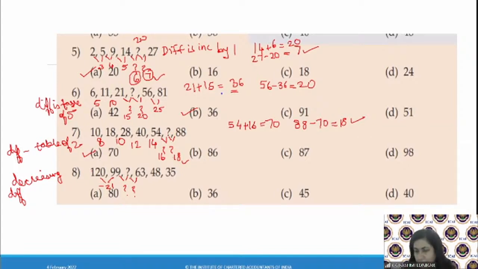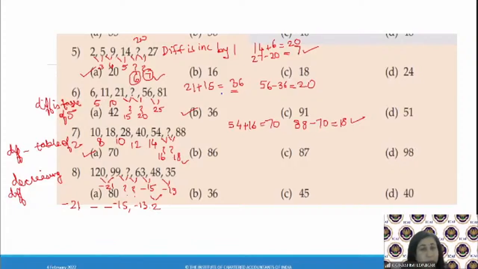Then we have 48 minus 63. What is 48 minus 63? This difference is minus 15. Then 35 minus 48, minus 13. Can you see what is this difference? This difference is 2. So there is a possibility that this difference is 2. So this is minus 21, then minus 15, then minus 13. Okay, since this difference is 2, let me see.